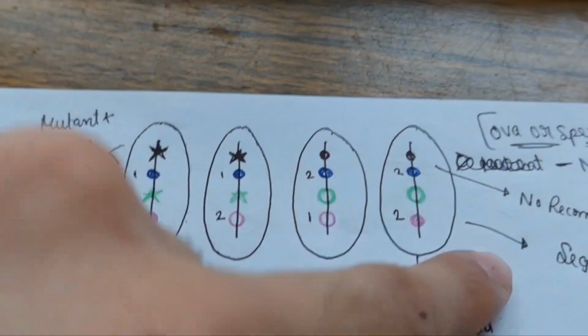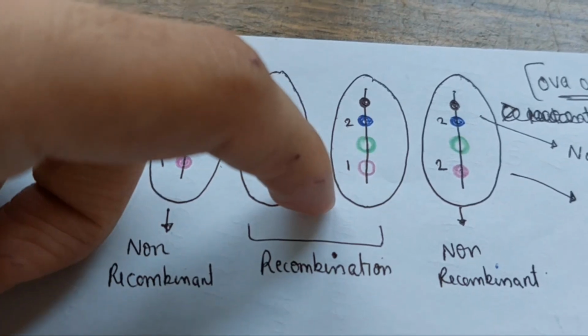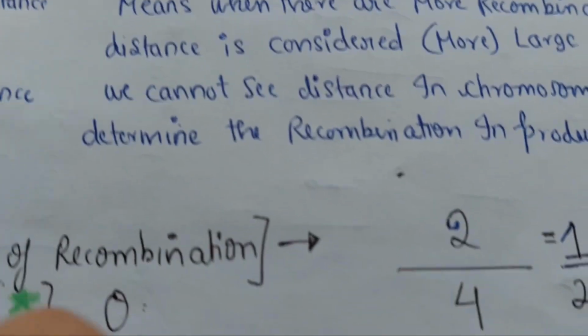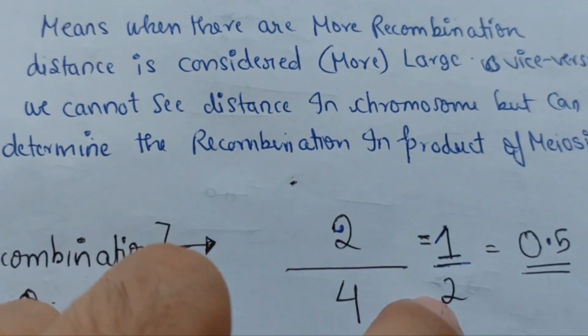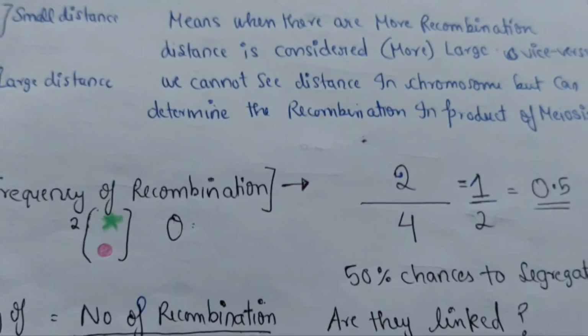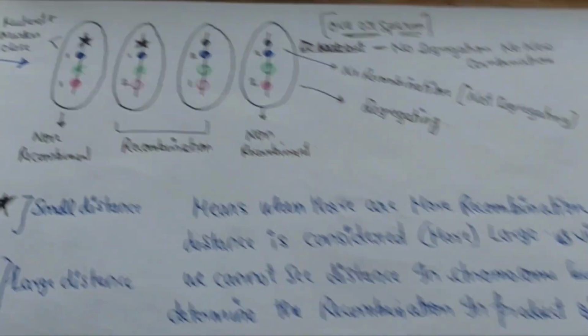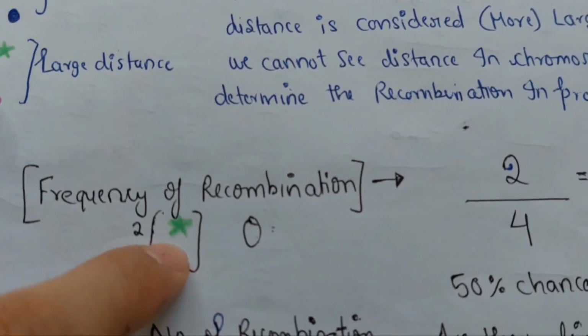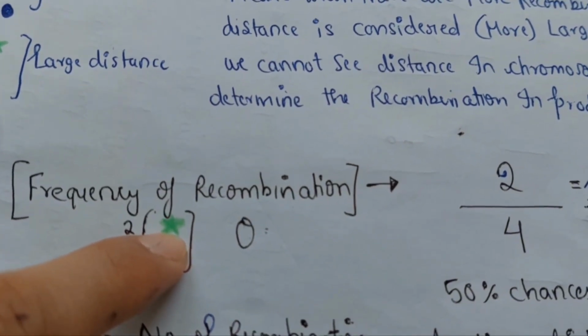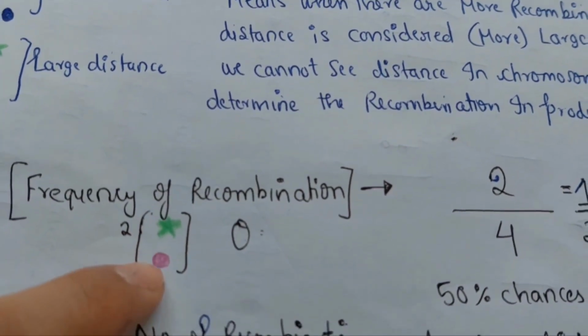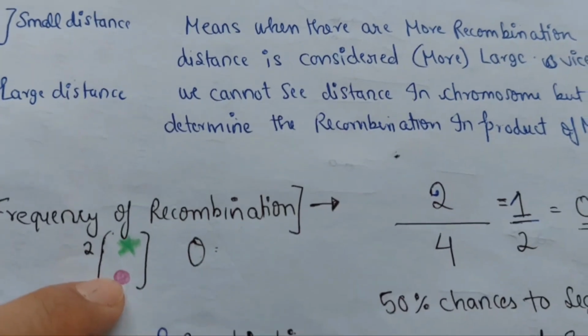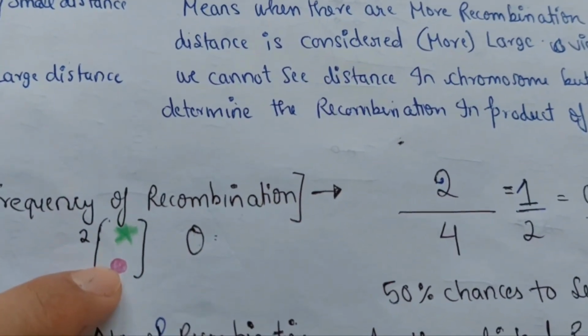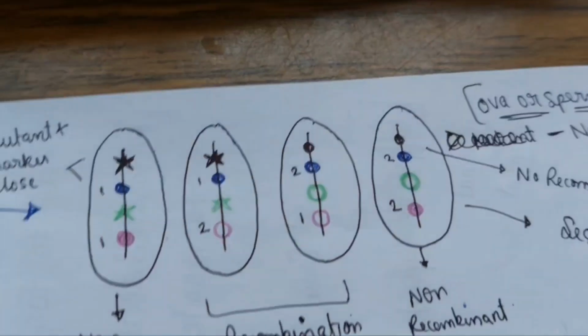So here we had 4 offsprings and 2 recombinant variants. So that is going to be 2 by 4, that is equal to 1 by 2, that is equal to 0.5. That is the frequency of recombination for the case of green, that is the disease 2 causing gene, and the genetic marker number 2, that is the frequency of their recombination. That is 50% chances of segregation.